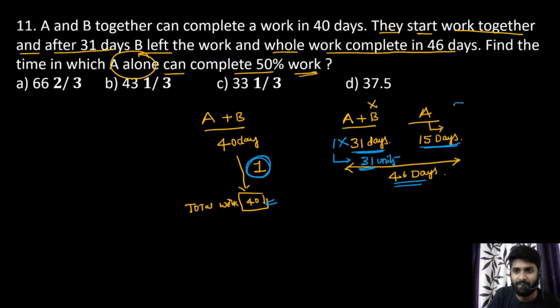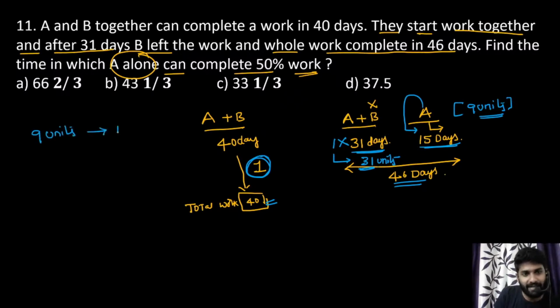Then what is the remaining work? Remaining work is 9 units. 9 units of work remaining. So A was completed in 15 days. Now you can read it like that: 9 units of work, A can complete in 15 days.